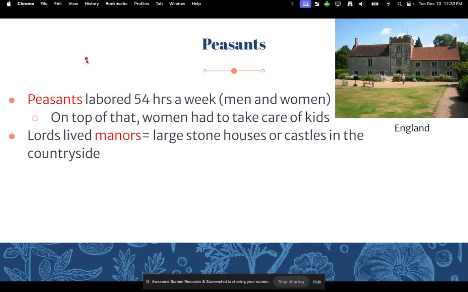Peasants would labor 54 hours or more a week. That includes the men and the women. And on top of that, the women also had to take care of the kids. Lords would live in these manors, like I talked about before. Here's an example of one in England. They are large stone houses or castles in the countryside.